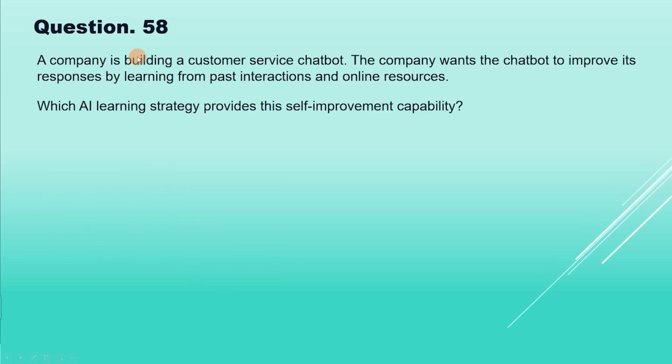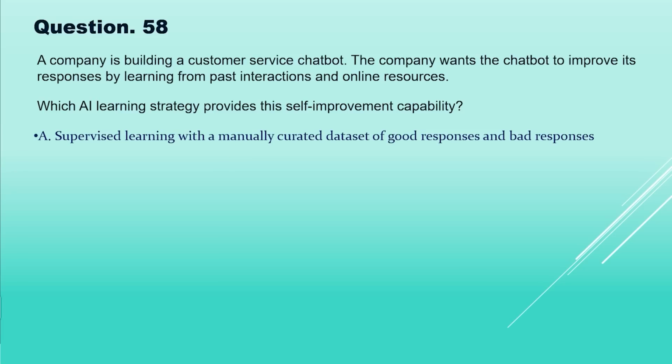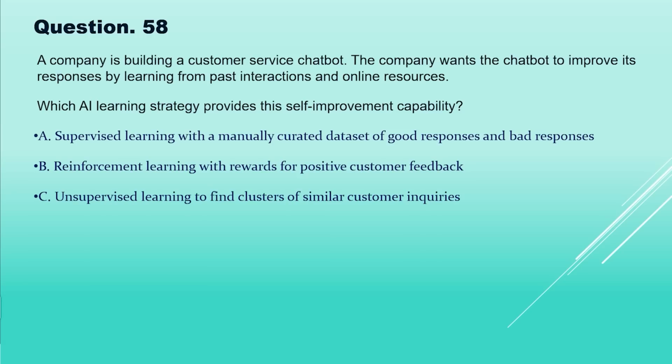Now question number 58. A company is building a customer service chatbot. The company wants the chatbot to improve its responses by learning from past interactions and online resources. Which AI learning strategy provides the self-improvement capability? And here are the options. Option A, supervised learning with a manually curated dataset of good responses and bad responses. Option B, reinforcement learning with reward for positive customer feedback. Option C, unsupervised learning to find clusters of similar customer inquiries. Option D, supervised learning with a continuously updated FAQ database.